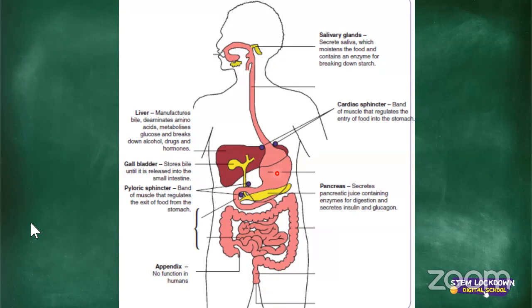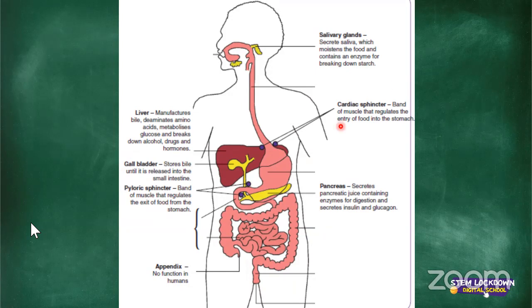Cool. Then we have the pancreas. The pancreas secretes pancreatic juice containing enzymes for digestion, and secretes insulin and glucagon. So guys, we will look at the pancreas more in detail, and we'll also look at the liver more in detail when we deal with absorption, mechanical digestion and chemical digestion.